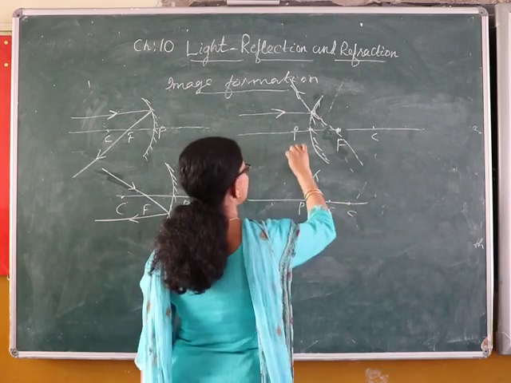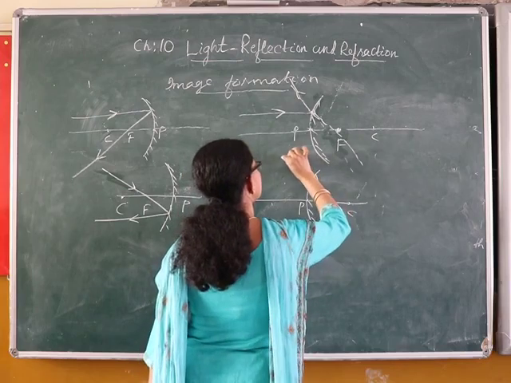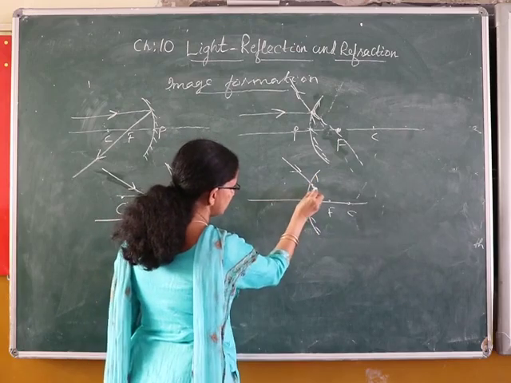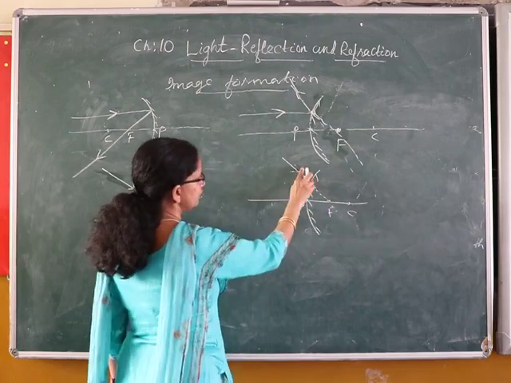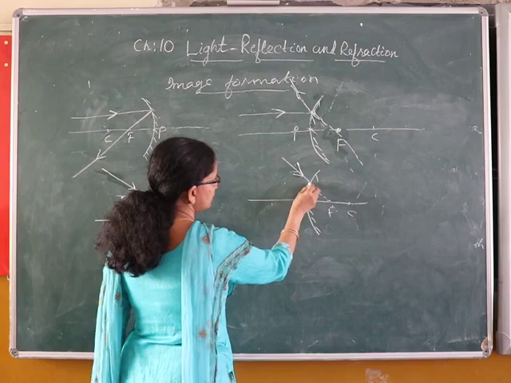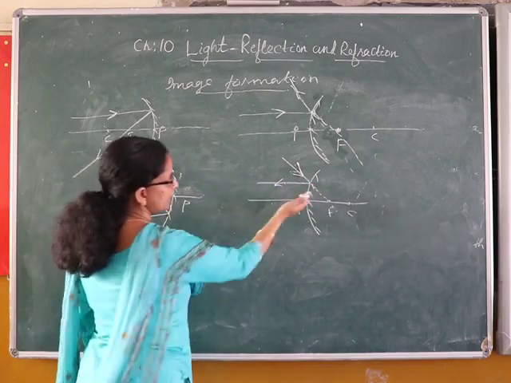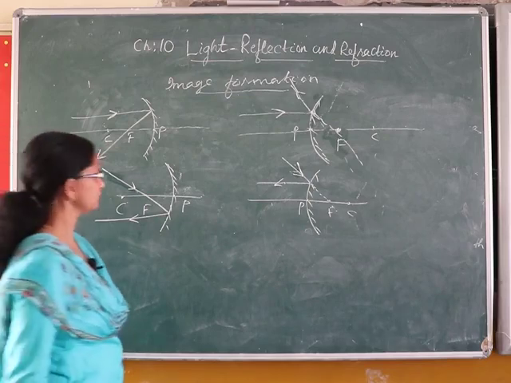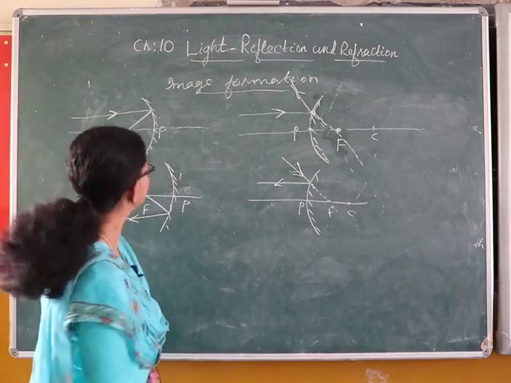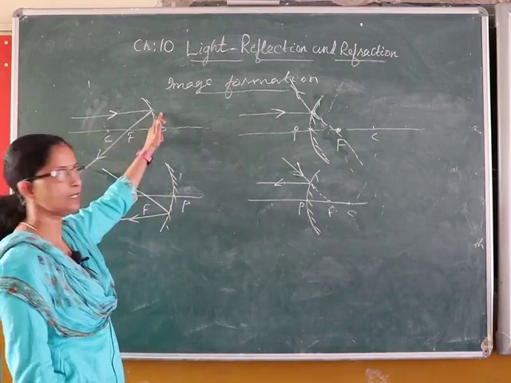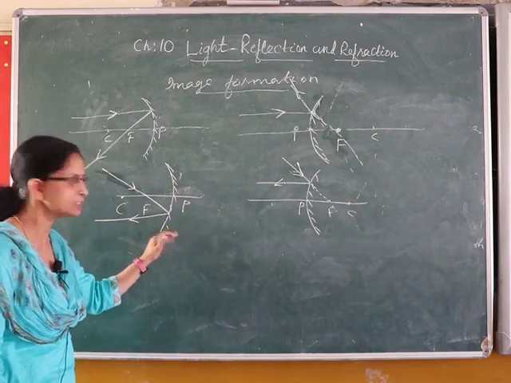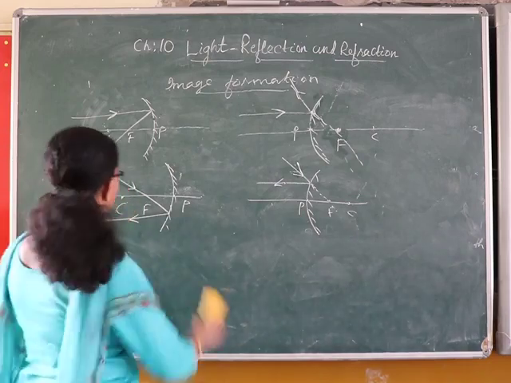If a ray strikes on the mirror and we extend it, we can see that this is passing through the principal focus. So if a ray strikes through the principal focus like this, here the ray becomes parallel to the principal axis. Now, these are the two rays. The first ray is coming parallel to the principal axis and goes through the principal focus, and in the second case, the ray striking through the principal focus becomes parallel to the principal axis.